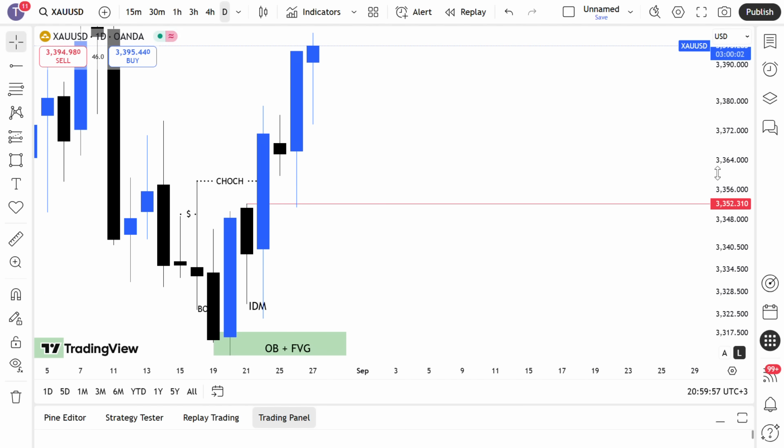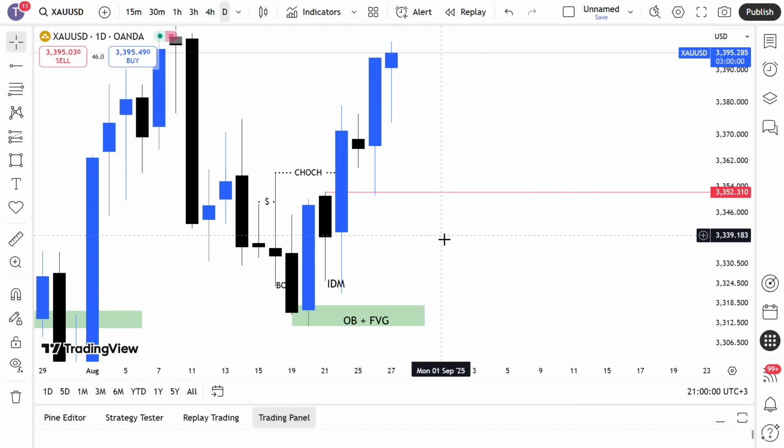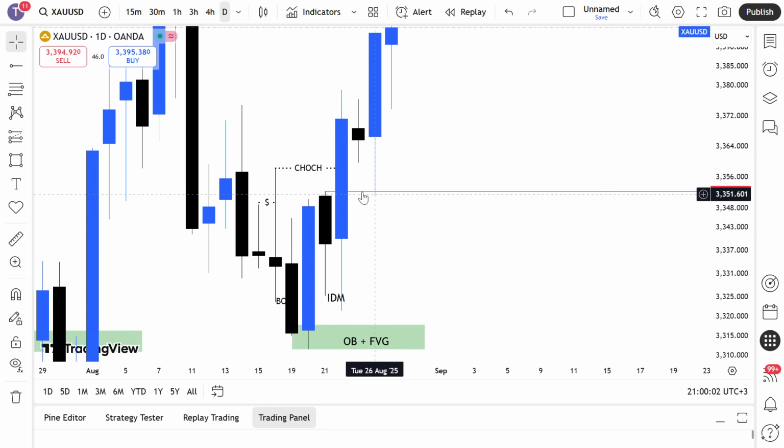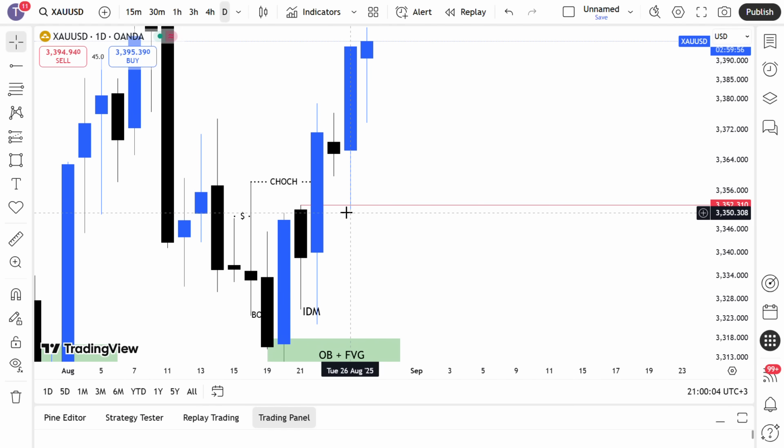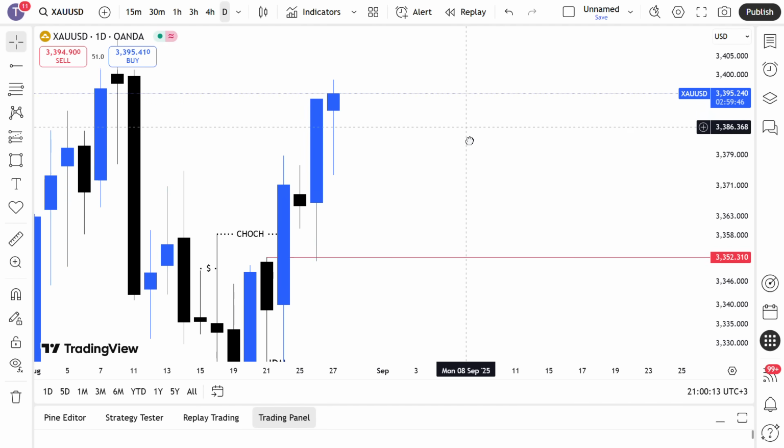So it meant that gold was going to have the pullback into this area. And you can see that gold pulled back to fill the fair value gap and tapped into this daily order block before going higher.